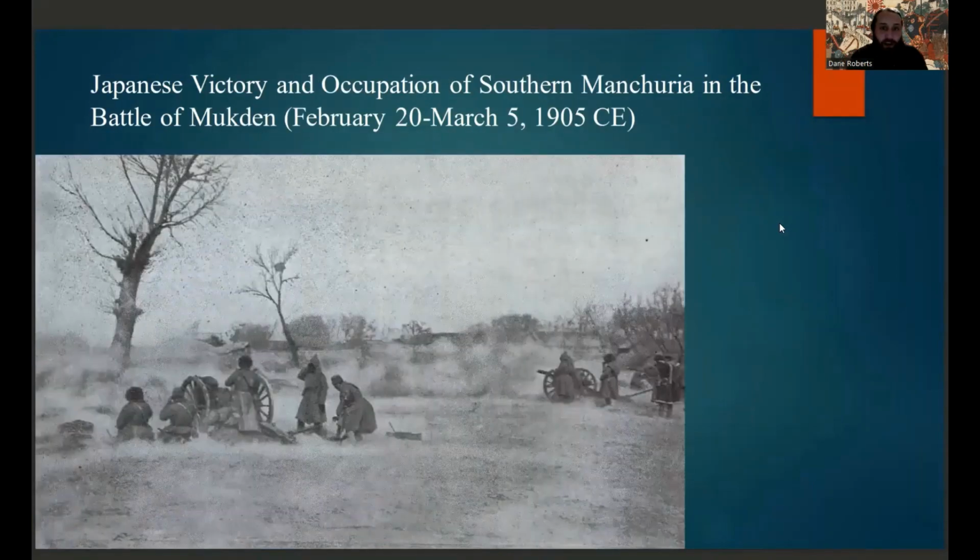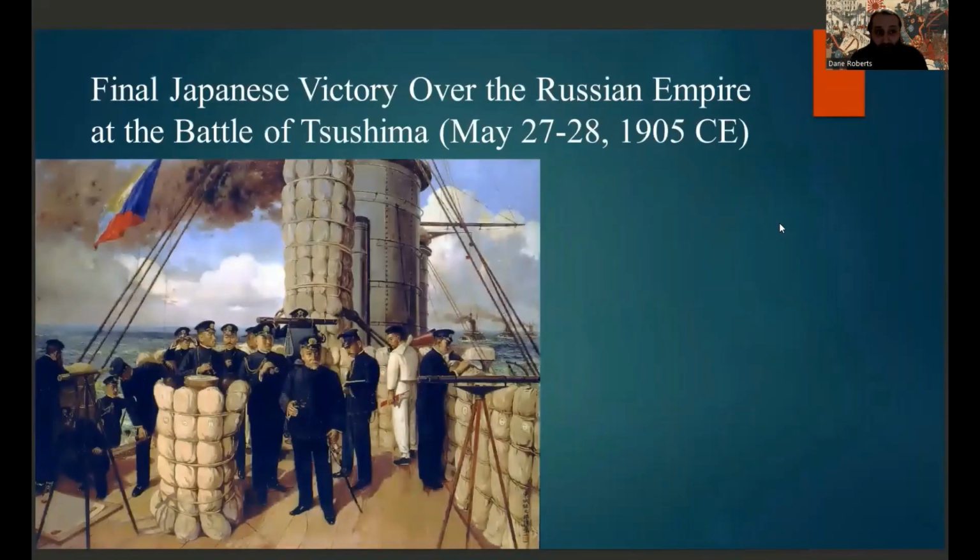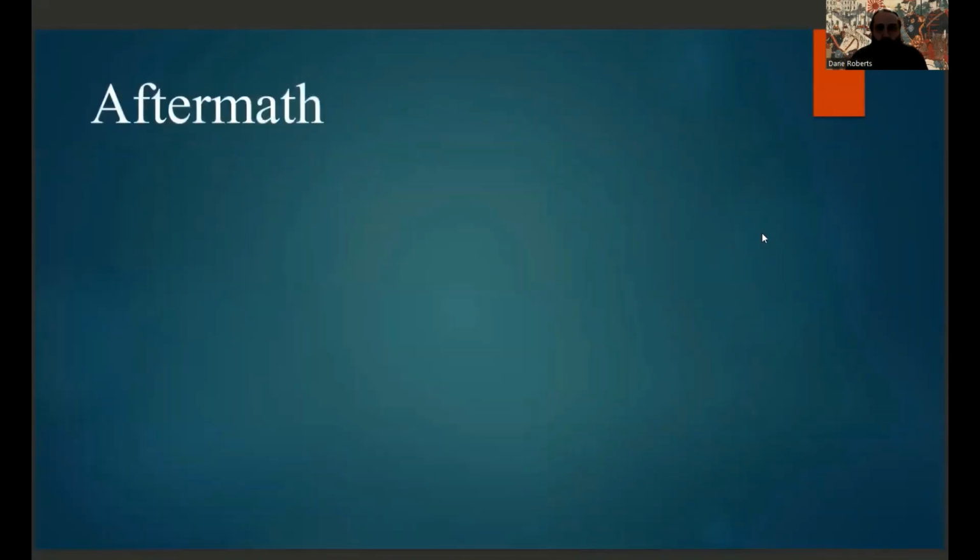And then eventually this would lead to the final Japanese victory over the Russian army and the Russian Baltic Fleet, utterly destroying it in the Battle of Tsushima in May 27th through May 28th of 1905 CE. So now with that, what happened afterwards? What was the aftermath of this?